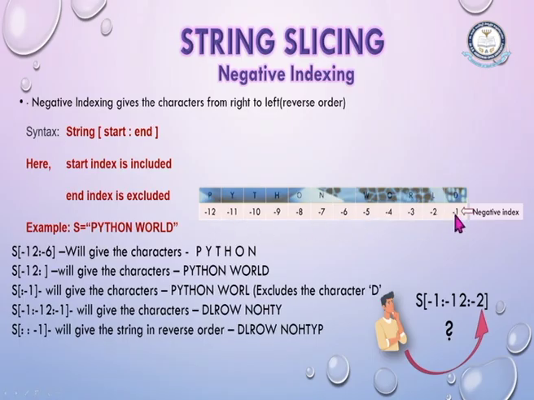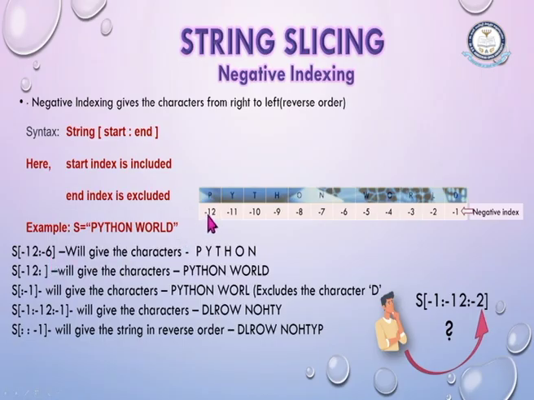So, it starts at -1 actually, and it starts at the right of the string and runs towards the left side. Just see this example. In this example, we have one statement s[-12:-6], that is -12 as the start index and -6 as the end index.